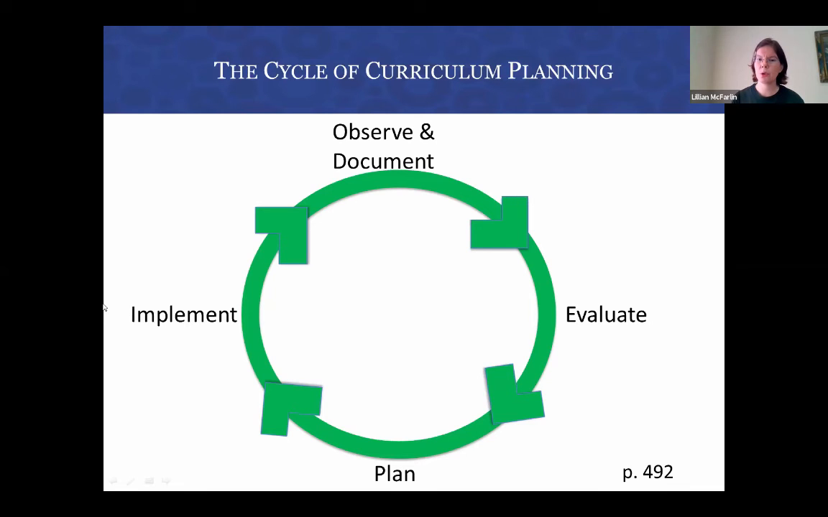We're going to make a plan for how to solve that problem. We're going to change up where the children sleep. Implement is actually doing it. You've made the plan, now try it out. After you've tried it out, then you have to observe: did anything change? Did it make an impact? What happened? And so that's why it's a circle.